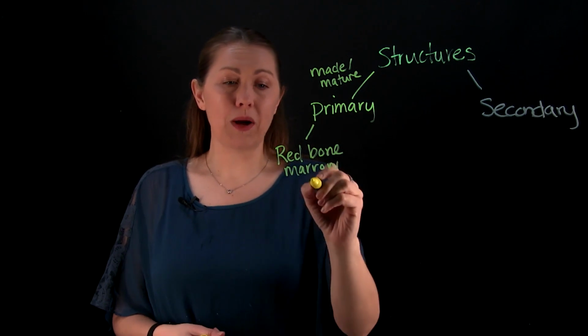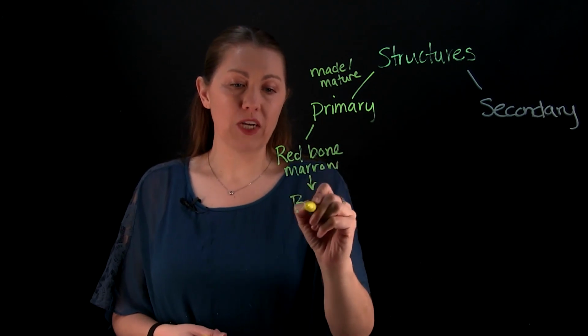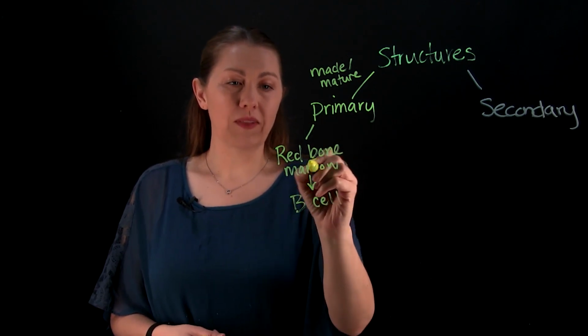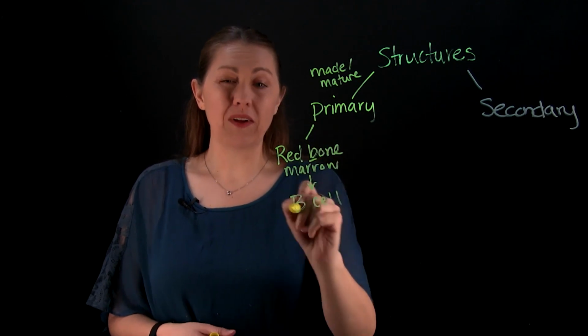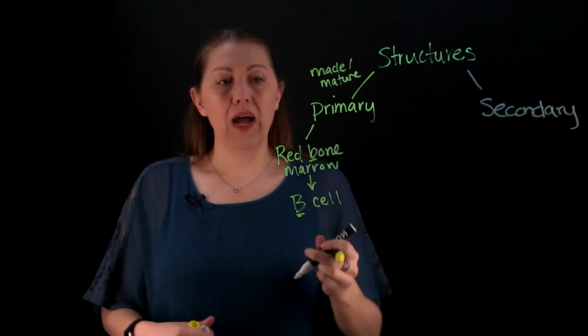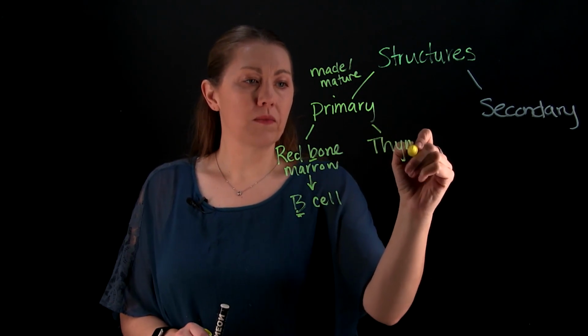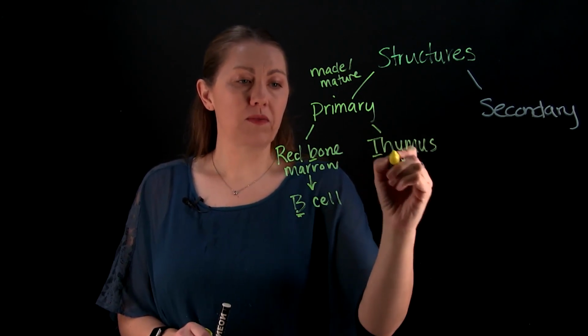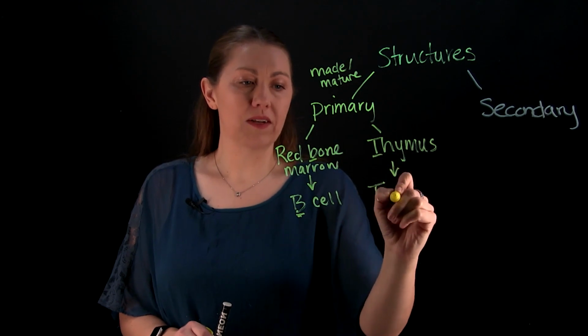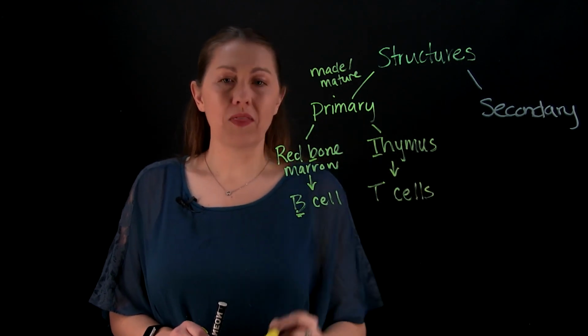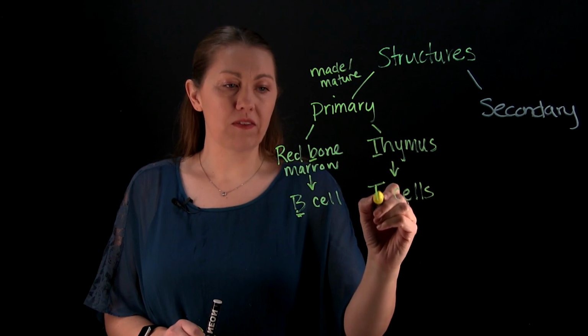So for these two primary structures, you're basically looking at the red bone marrow, which is going to be primarily for your B cell education. So this is B cell school. So think of it like that bone marrow right there is telling you that it's going to be for the B cells. And then for your thymus, that's going to be for your, yep, you guessed it, T cells. So thymus is going to be where the T cells are educated. So think of it as T cell school.